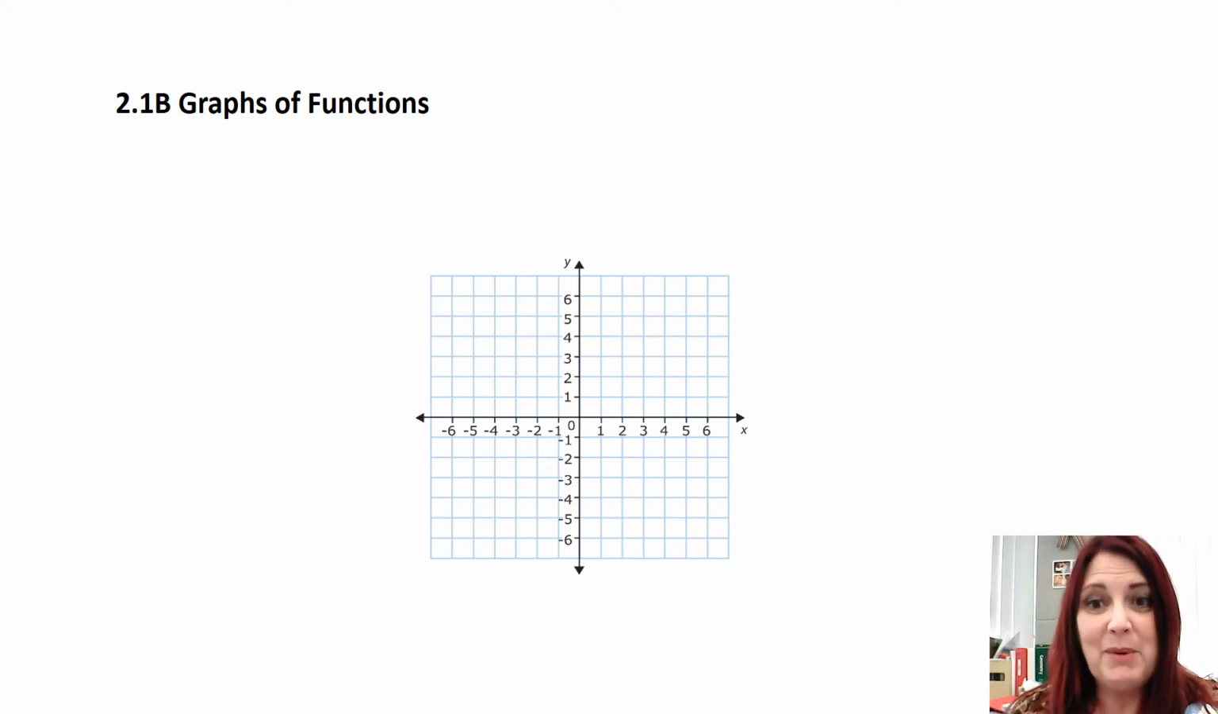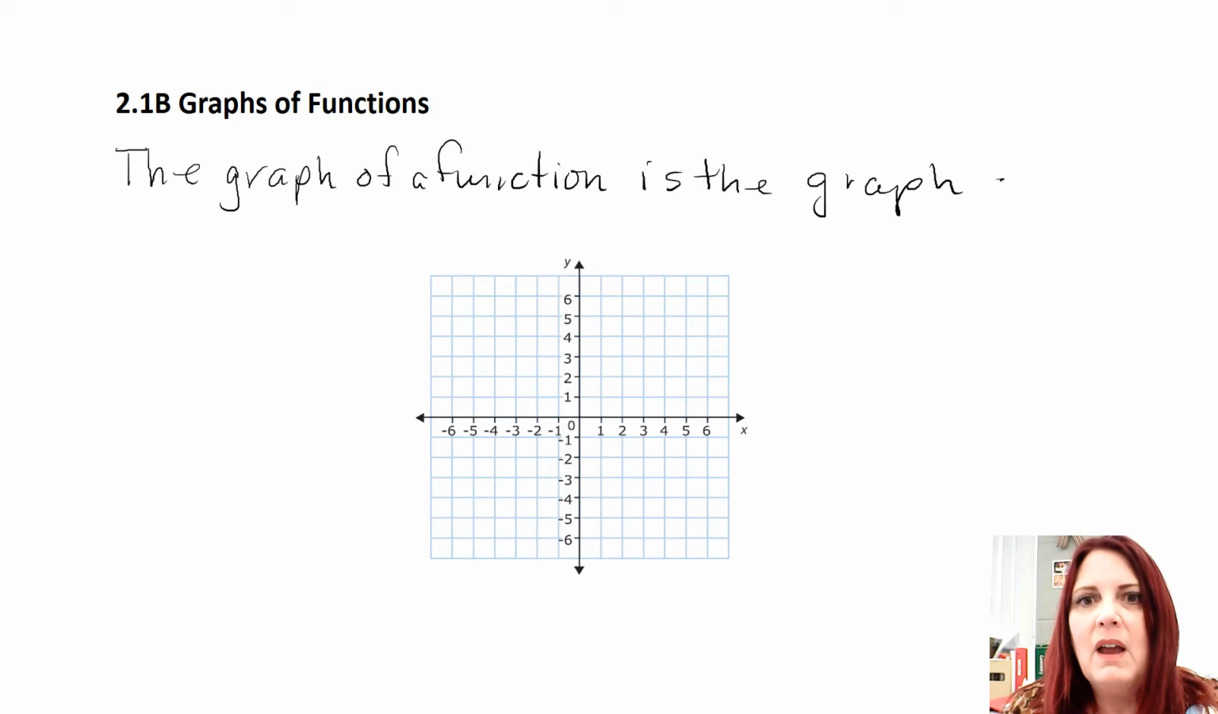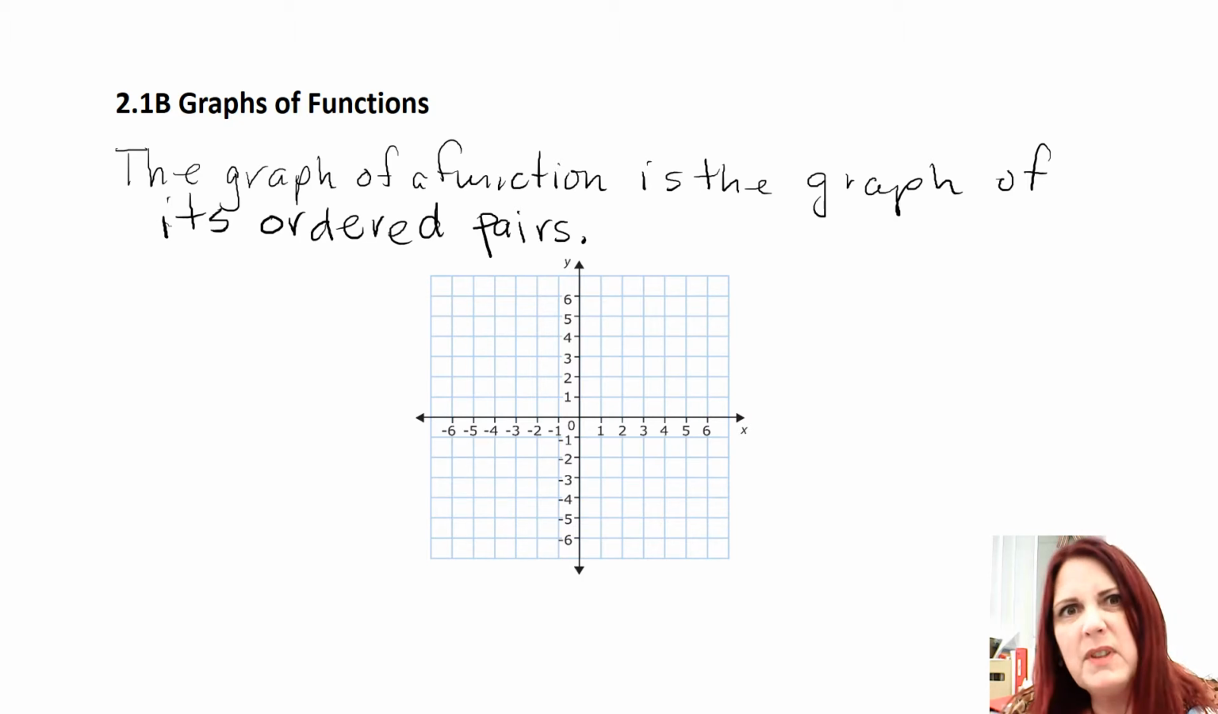Hello class, today we're going to be doing graphs of functions. So when you're doing a graph of a function, the graph of a function is the graph of its ordered pairs. Let's demonstrate that with a simple line.